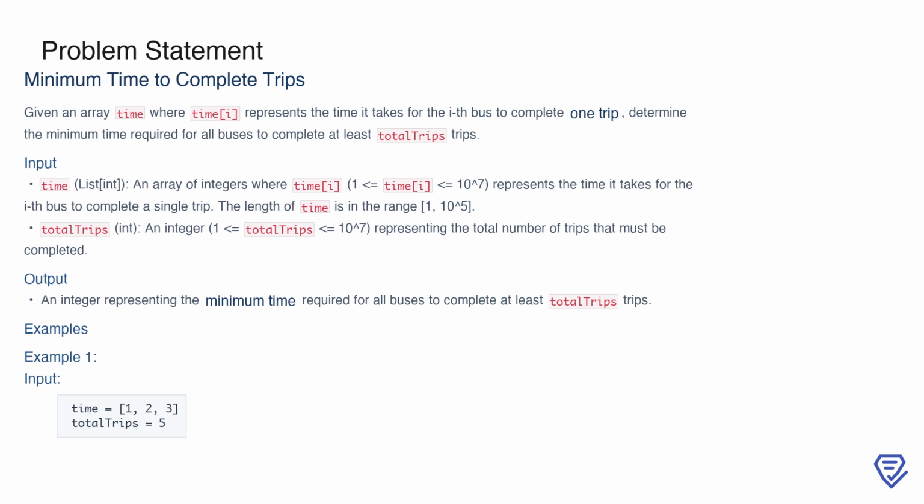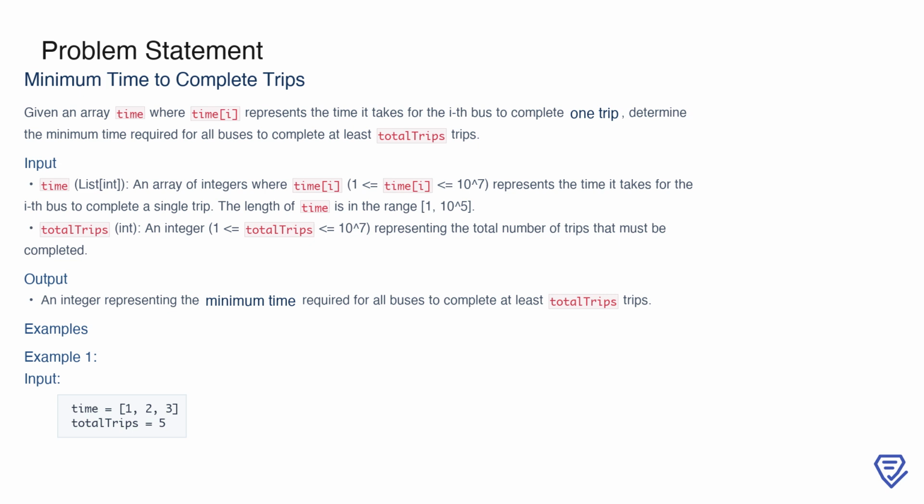We are provided with an array time, where each element represents the time it takes for a specific bus to complete one trip. Additionally, we are given an integer total trips, which specifies the total number of trips that need to be completed by all buses combined. The output of the problem is an integer, which represents the minimum time required to ensure that at least total trips are completed. For example, if time equals [1, 2, 3] and total trips equals 5, we need to calculate the smallest time t such that the buses collectively complete at least 5 trips.